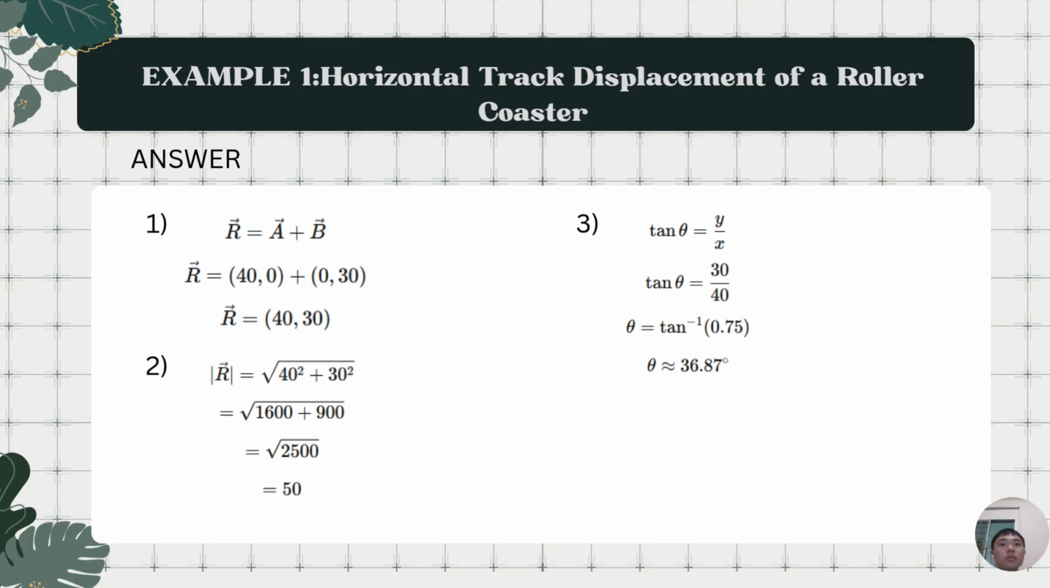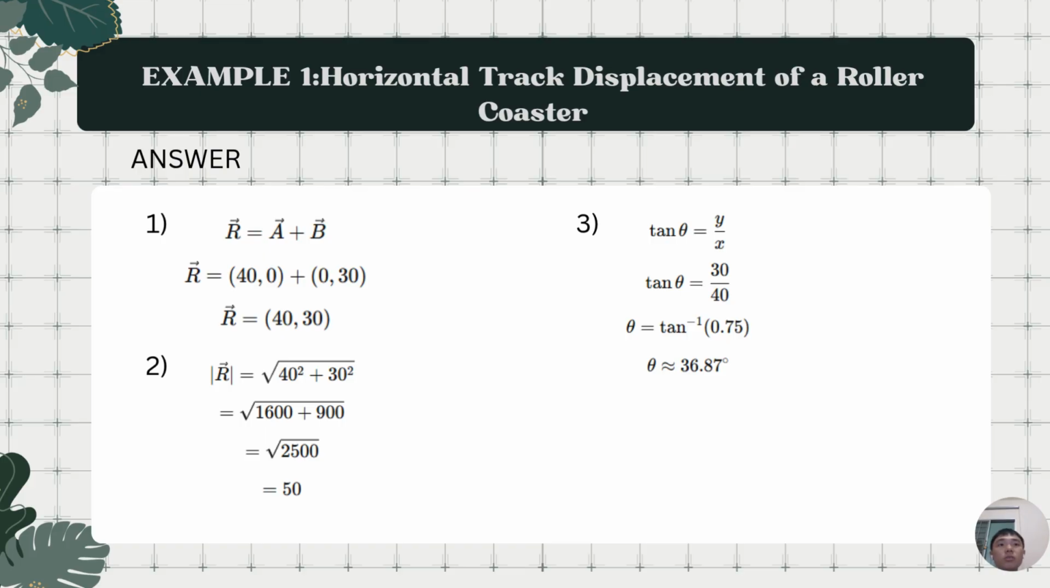This example is similar to forming a right triangle, where the eastward movement and the northward movement are two sides, and the resultant displacement is the hypotenuse. Then finally, we determine the direction of the displacement.